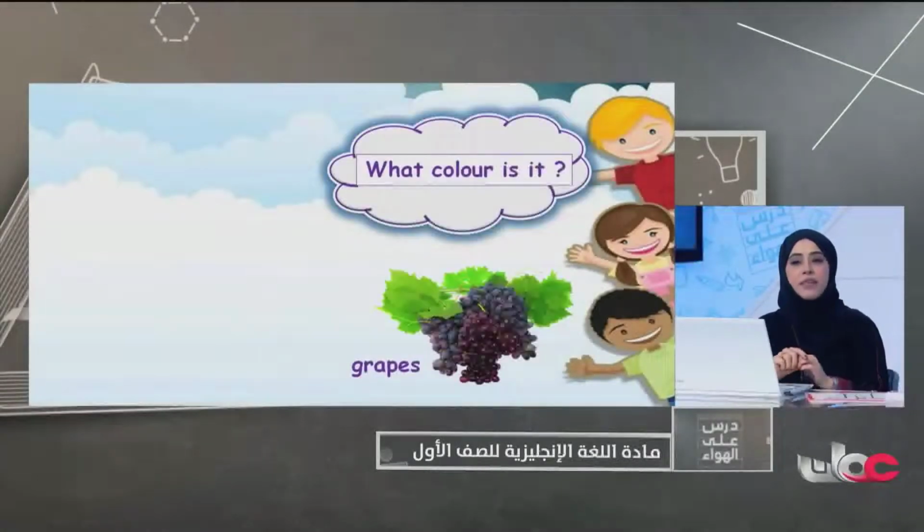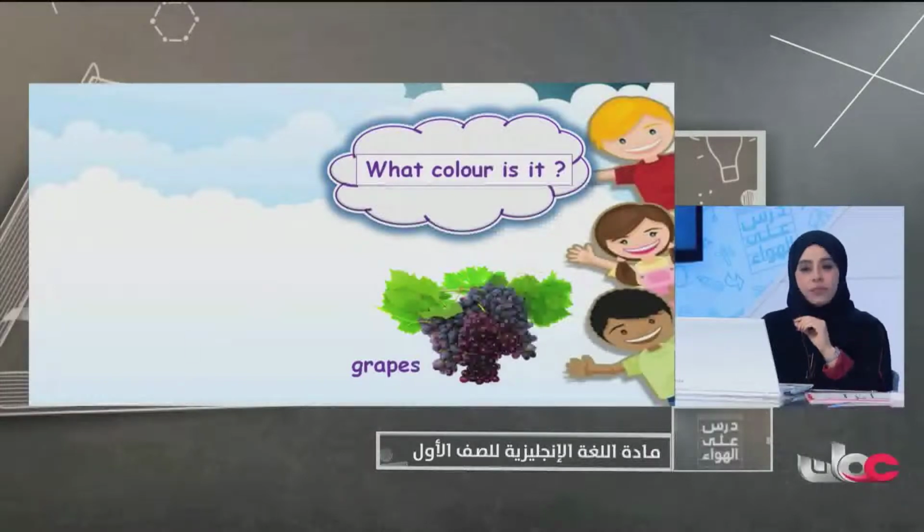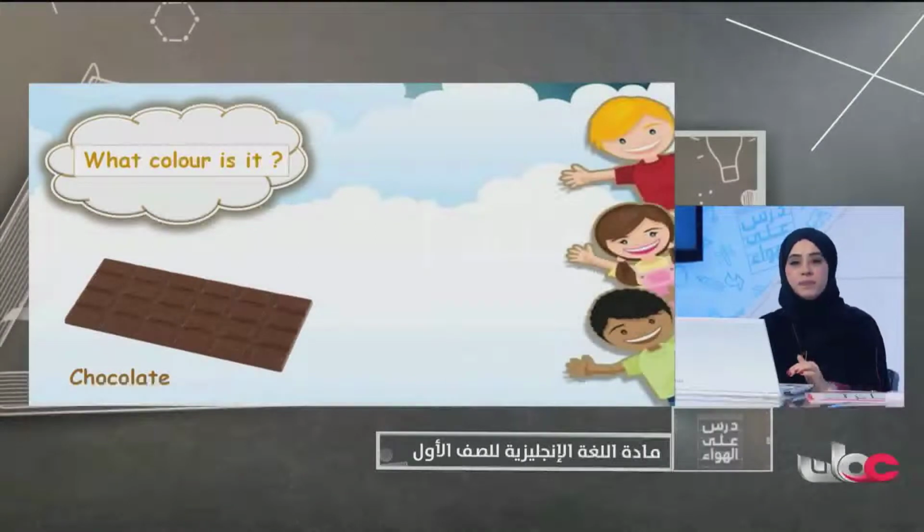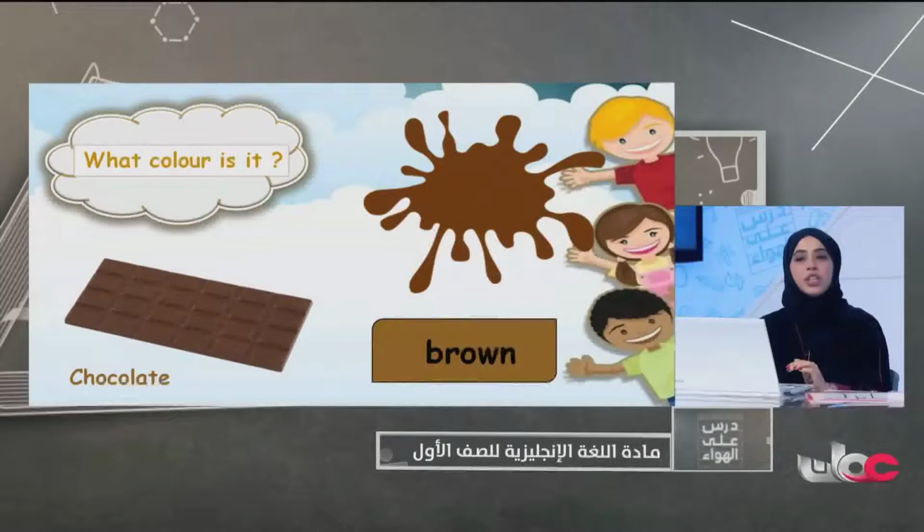Let's see if we have more colors. Yes. What's the color of this fruit? Can you please tell me? It's my favorite color. It starts with P. Very good. Purple. The color is purple. Very good. Let's move on. Yummy, yummy. Chocolate. And what's the color of the chocolate? Very good. Brown. The color of the chocolate is brown.